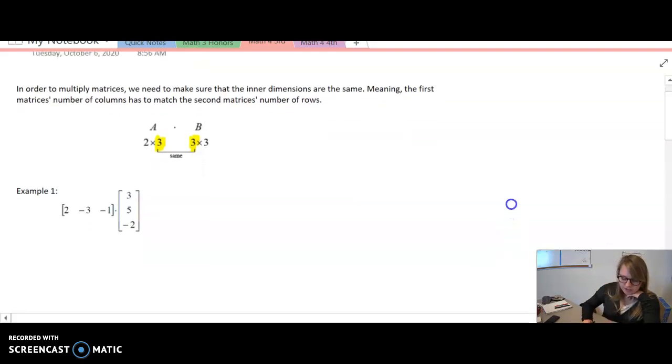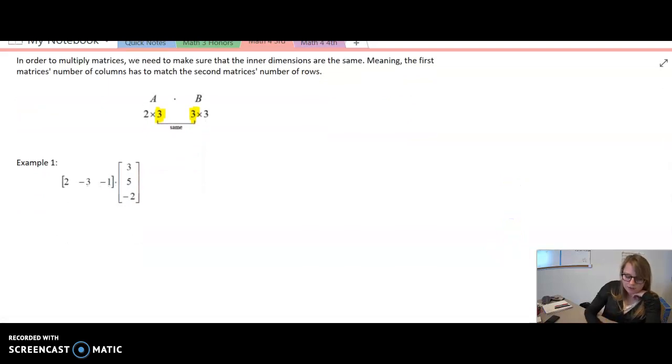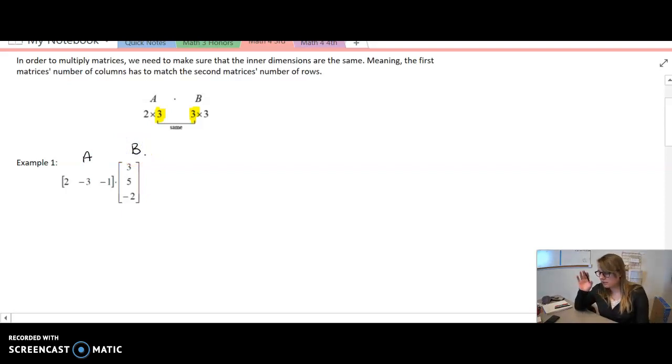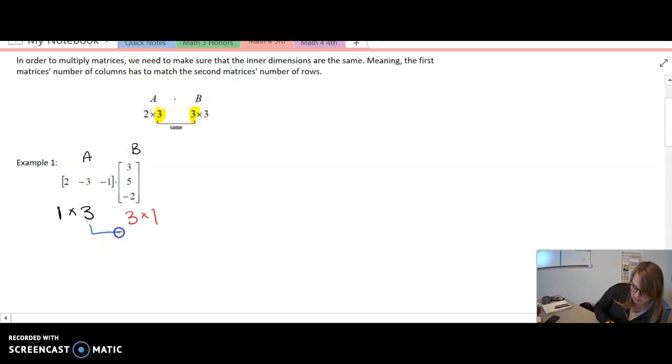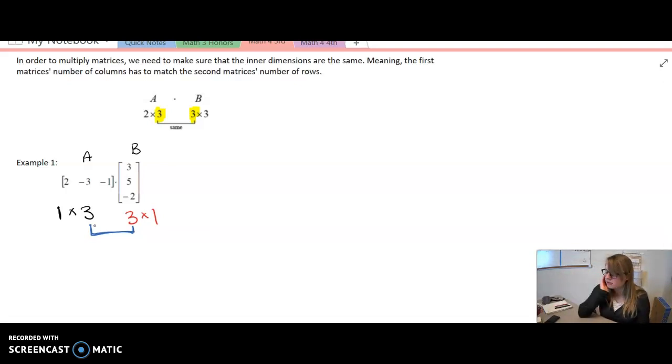So let's look at our first example. We have this matrix, and I'm going to label them A and B. Matrix A has 1 row and 3 columns. Matrix B has 3 rows and 1 column. Because these are the same, we are allowed to multiply them. So that brings us to our next thought: how do we multiply matrices in the first place? Well, let's get into that.